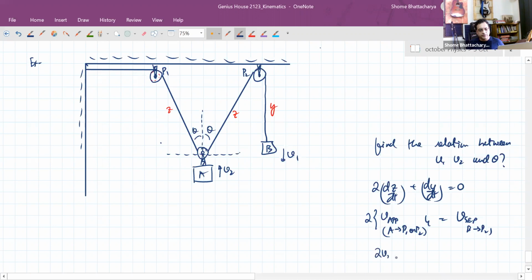So 2 times V2 cos theta in this case. This point is going up at V2. So its approach velocity towards P1 or its approach velocity towards P2 at any instant is the same. So that should be equal to this separation velocity, which is V1.